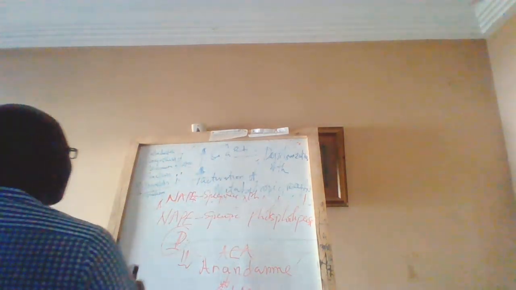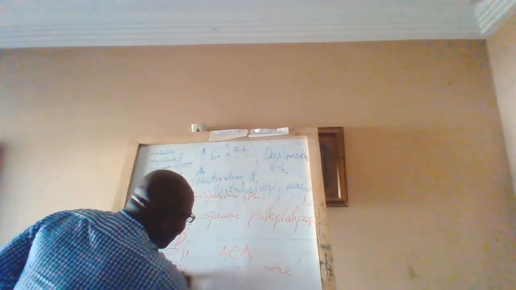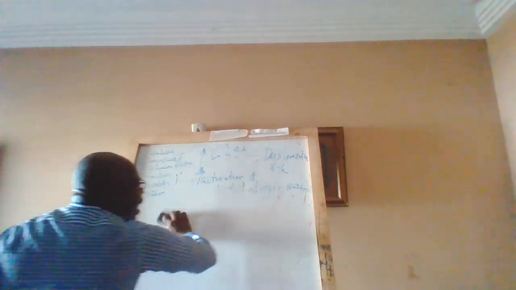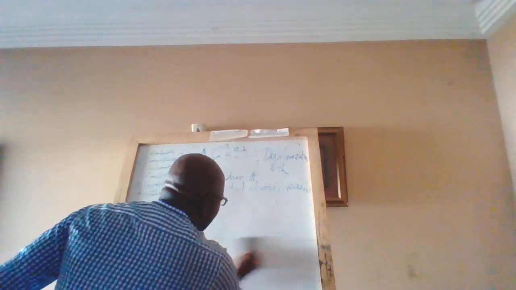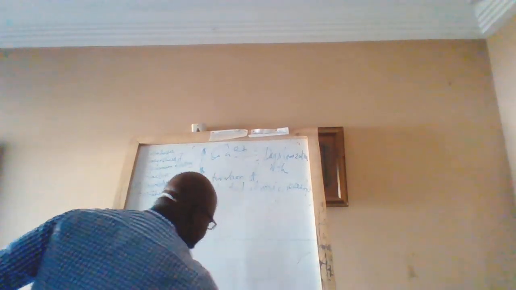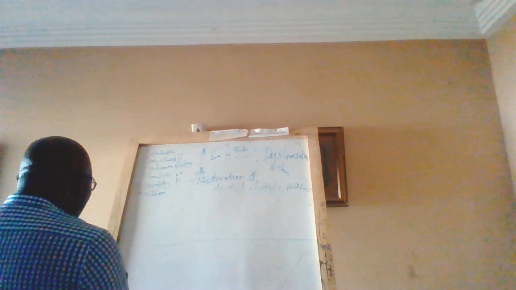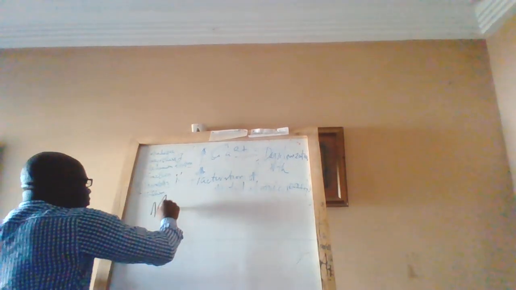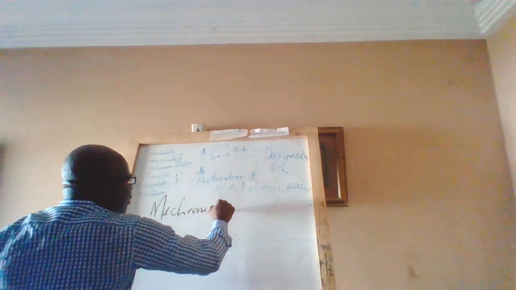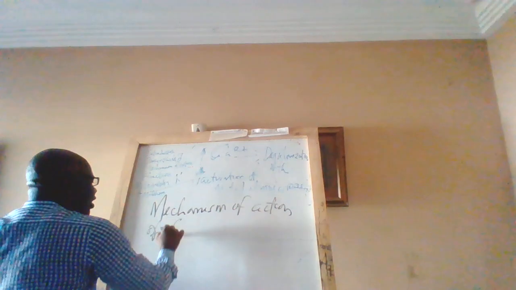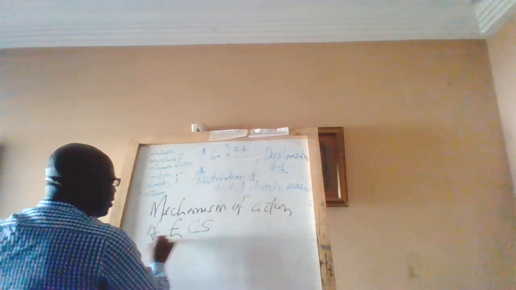All right. So we want to talk about their mechanism of action. They have been released, right? So they need to act, and that is their mechanism of action. Every ligand, every molecule, has its own mechanism of action. So we want to talk about the mechanism of action of the endocannabinoid system.